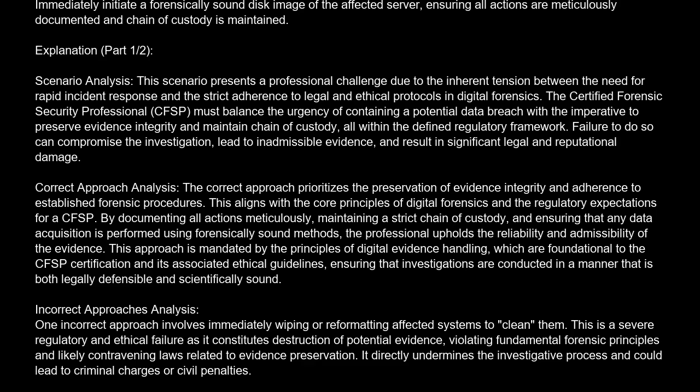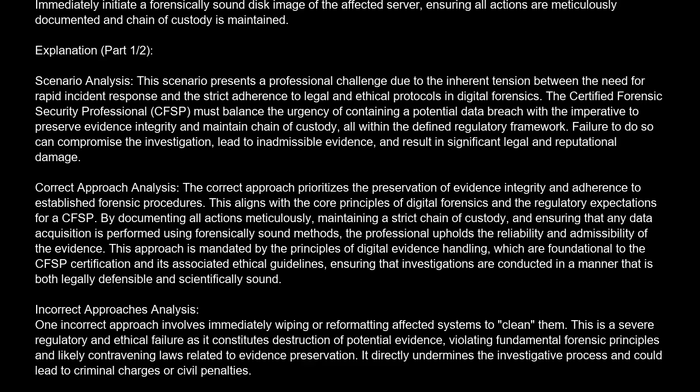The Certified Forensic Security Professional, CFSP, must balance the urgency of containing a potential data breach with the imperative to preserve evidence integrity and maintain chain of custody, all within the defined regulatory framework. Failure to do so can compromise the investigation, lead to inadmissible evidence, and result in significant legal and reputational damage.